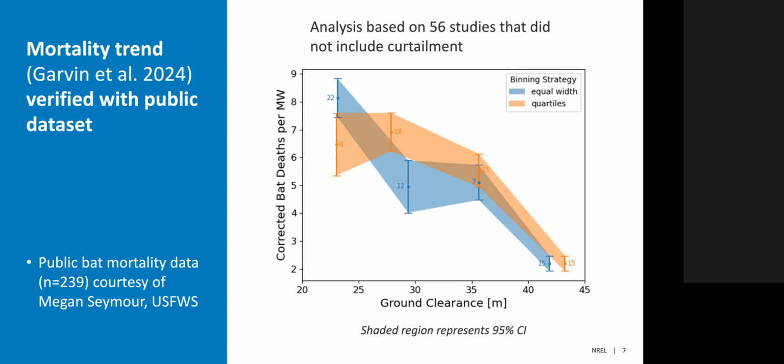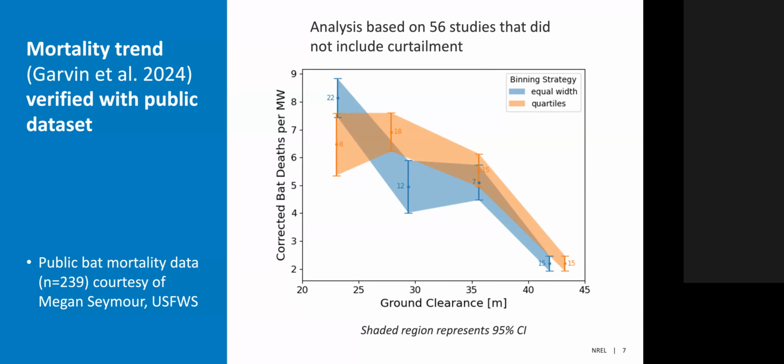From a statistics perspective, it's not a huge number, but I think we can see that regardless of how we choose to analyze the data, the downward trend is clear. So I think this is the main takeaway from my talk. If you take away nothing else, it's that we can actually come up with actionable information about turbine design and the role of ground clearance and how this should affect the next generation of turbines.